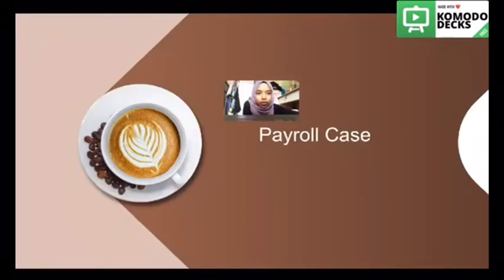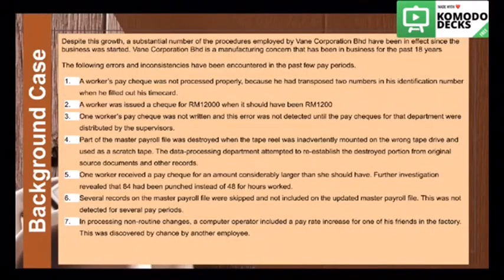Okay, now we proceed to the payroll case. Okay, here is the background of the case for Vans Corporation Berhad. The following errors and inconsistencies have occurred. First, a worker's paycheck was not processed properly because he transposed two numbers in his identifier number when he filled out his time card. Second, a worker was issued a check for 12,000 where it should have been 1,200. Third, one worker's paycheck was not written and this error was not detected until the payment checks for the department were disbursed by the supervisor.